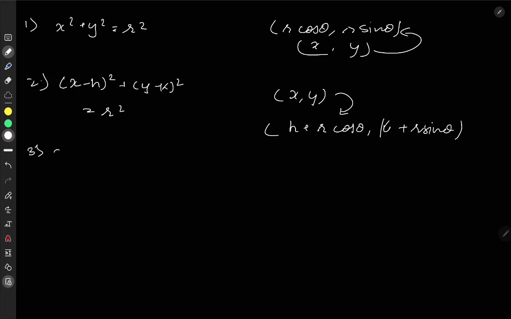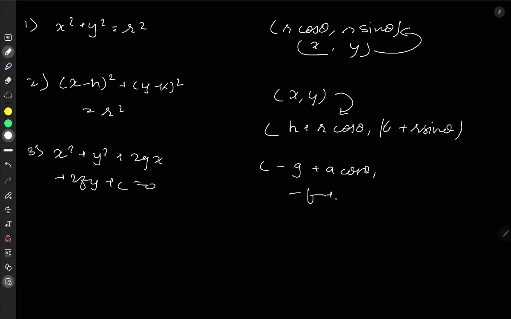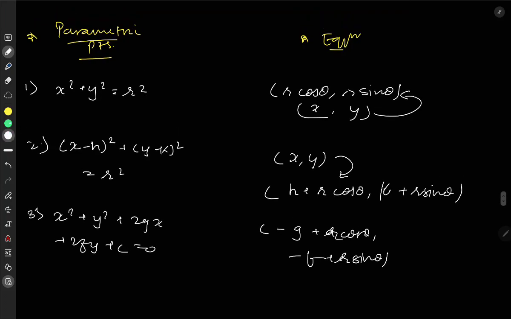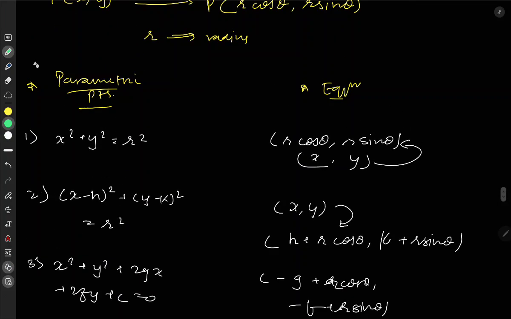And the third one, which is the general equation, x square plus y square plus 2gx plus 2fy plus c equal to 0. Over here we will replace minus g plus a cos theta comma minus f plus r sin theta. This is just a theory that we have to learn, and there is no other option to it. I'll put it in a tabular form for better understanding.